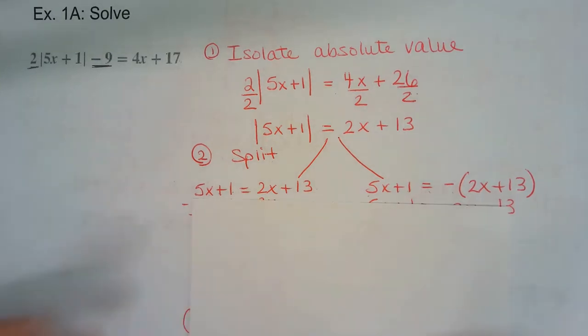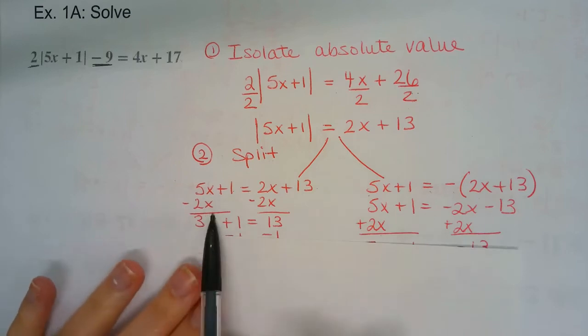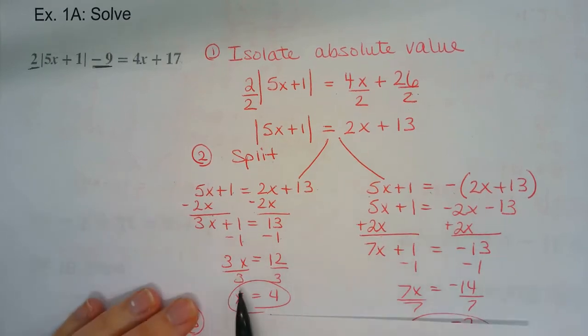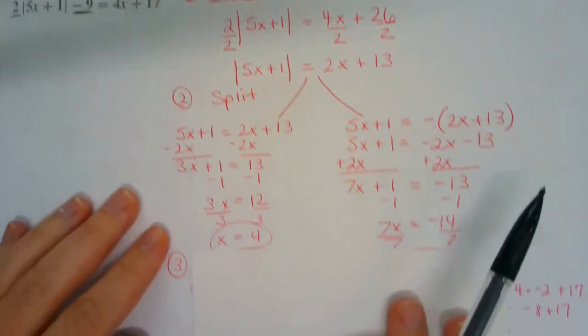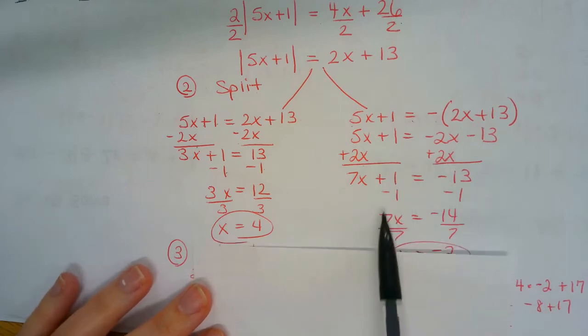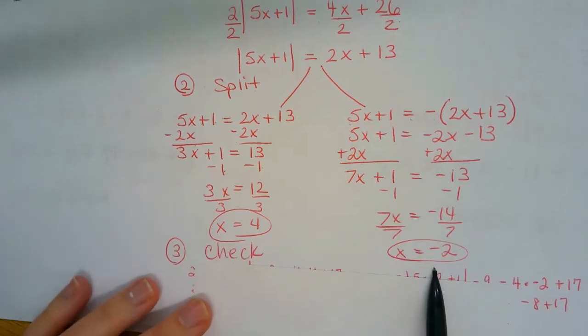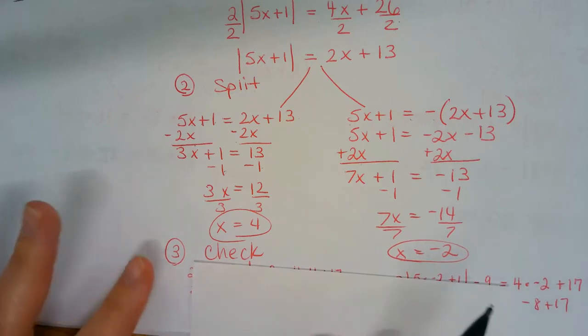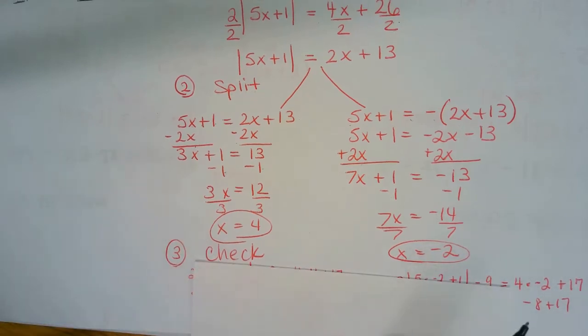So then once you've split it, you just solve it. So I went ahead and minused my 2x, subtracted my 1, and divided by 3, and I got x to be 4. On this one over here, same thing. I distributed, added my 2x, minus my 1, and I got x to be negative 2. Now, these problems become long because you have to check all of your answers.